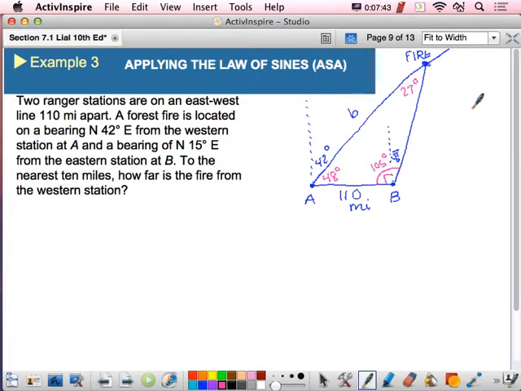Now all we have to do is set up a proportion that involves little b. So we have little b over the sine of 105. Is it point anything or is it just 105? Just 105. Okay, and that has to equal, which side do we know? Little c, okay, so the fire side, okay, so we know 110 divided by the sine of its opposite angle. And then we can just cross multiply and solve for little b.